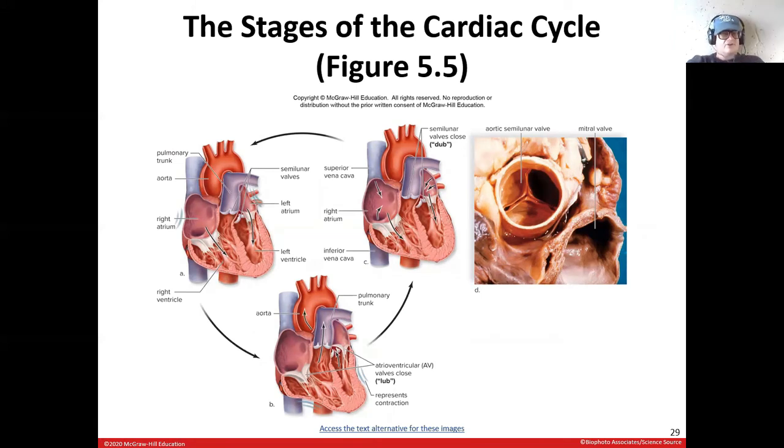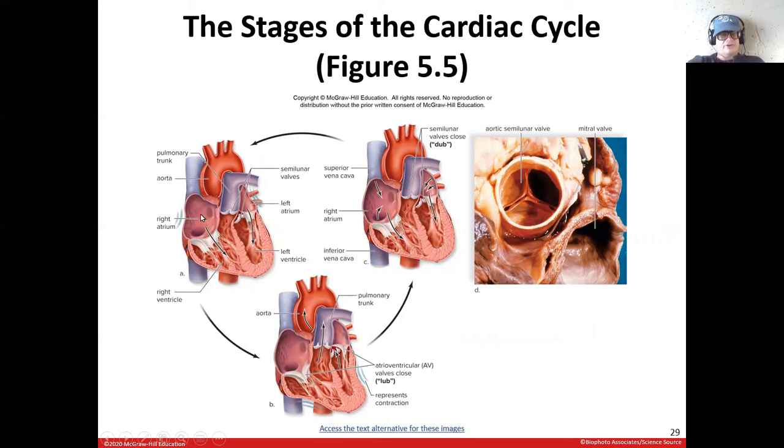But you can see the cycle. You can see that we fill. Where do they say dub? Where's lub? Okay. Yes, so we have filled with blood, and we've filled with blood. We contract. We send the blood. Oh, that's why, because the arrows are going this way. That makes more sense. We fill with blood.